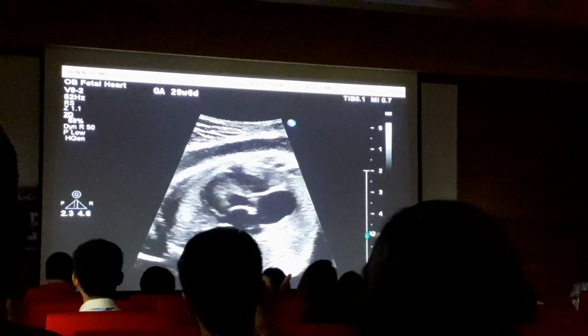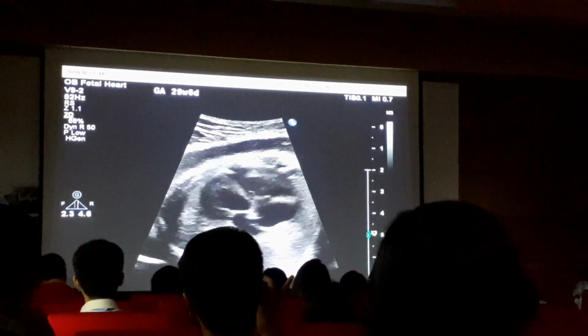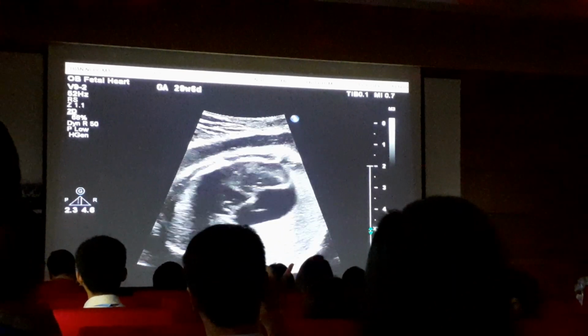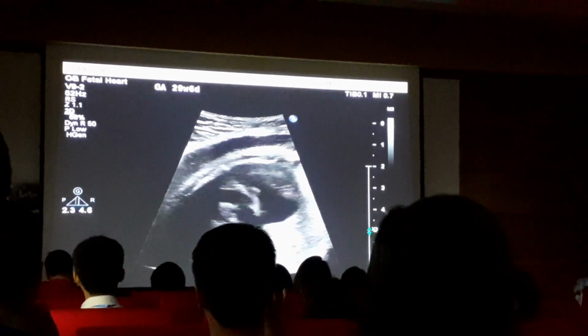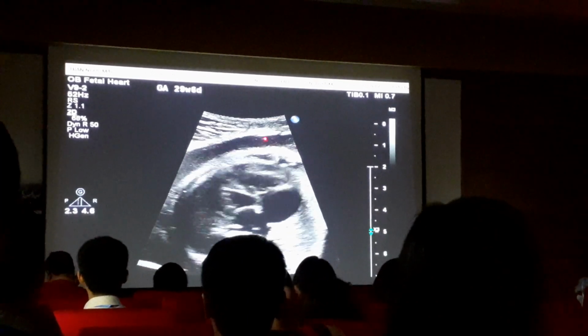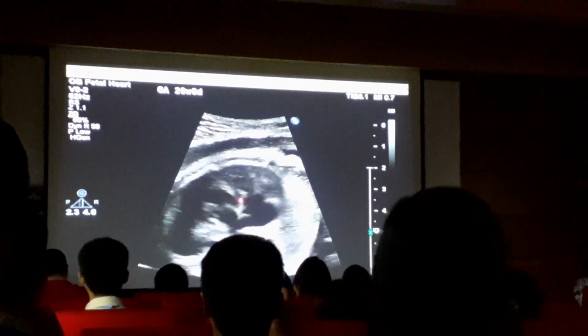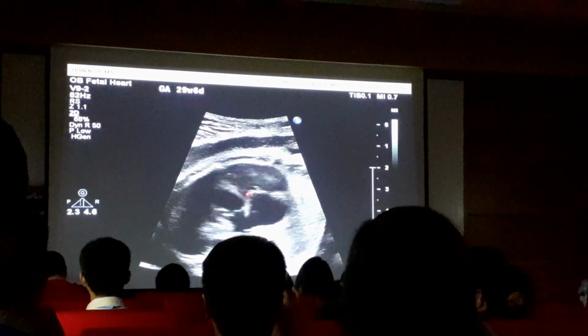Okay. But we do see two functioning AV valves. Both ventricles look like they're squeezing fairly well. There might be some hypertrophy, but the function looks overall okay. So the size and the axis are off. A little bit of right ventricular hypertrophy just seen here.